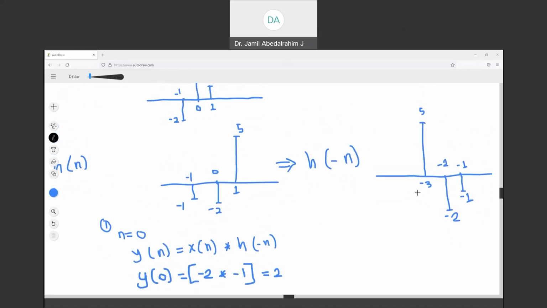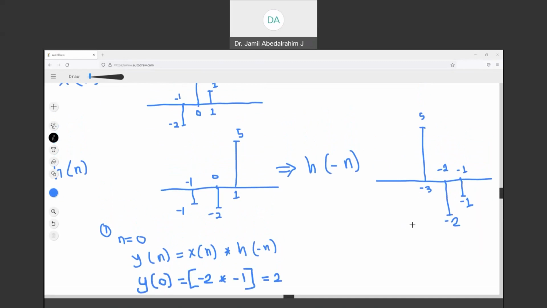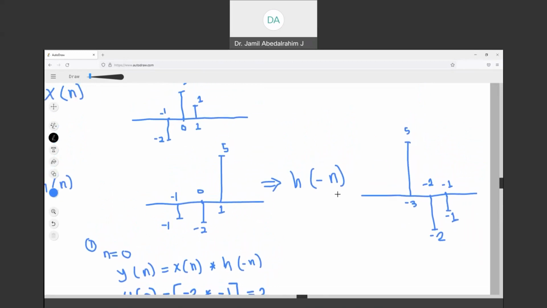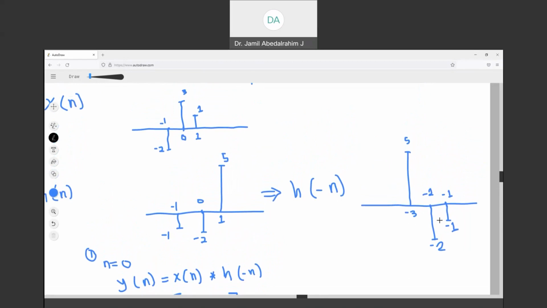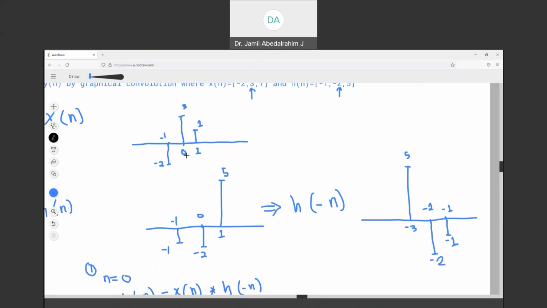Okay, students, so here we multiply only the shared signals or similar locations. If you also look at the h of negative n graph, we have a signal at negative 2, with the value negative 2, while there is no signal at negative 2 in the x of n graph. Also here we have negative 3, where the value is 5, but in x of n there is no signal at negative 3.